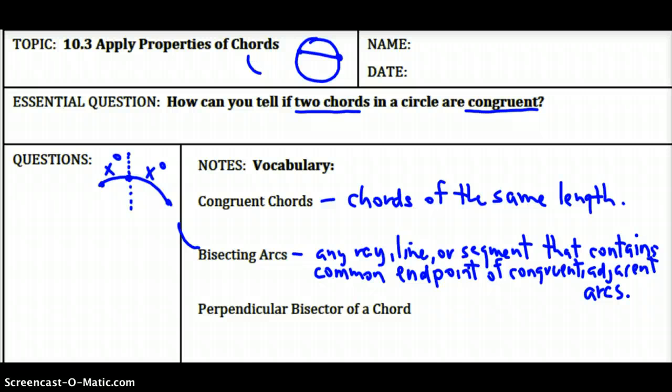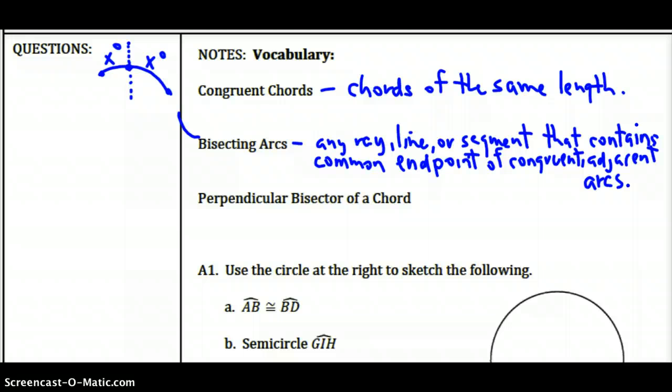Okay. And a perpendicular bisector of a chord, we'll just sketch this here. So here's the center of the circle, here's my chord. If we go ahead and do a perpendicular bisector, meaning the halves are congruent to each other and we have a right angle, that's the perpendicular bisector of a chord. And notice one thing here, that the center point is covered by that perpendicular bisector. So we'll keep that in mind.